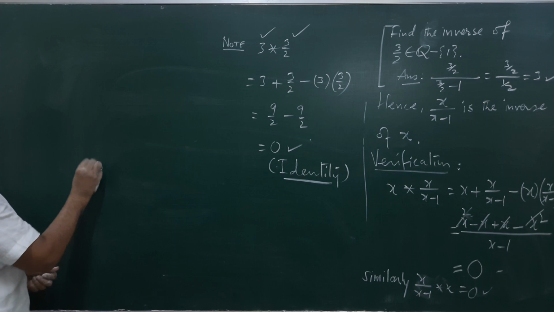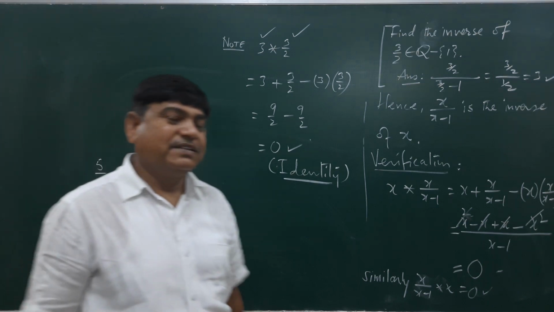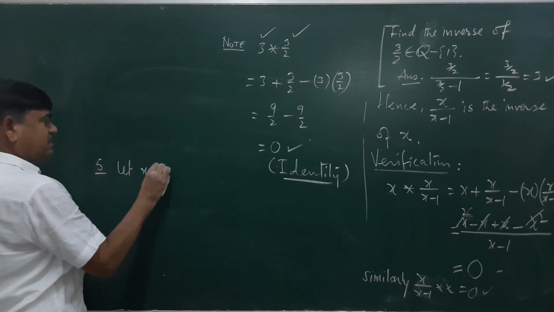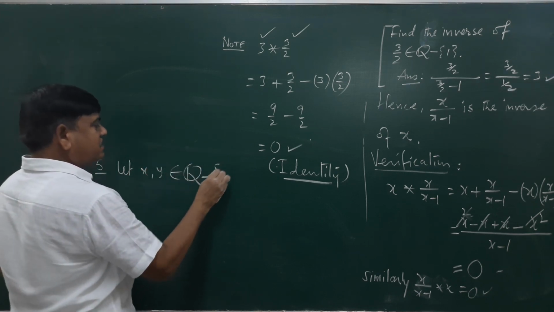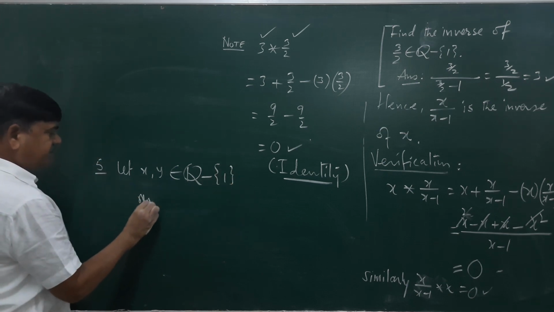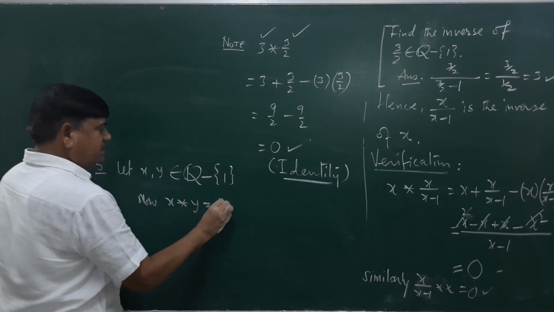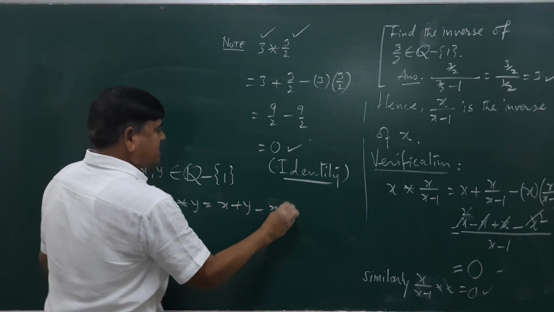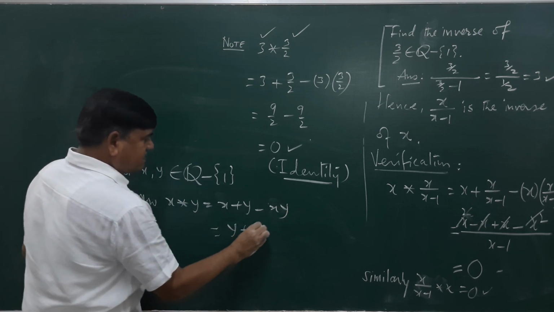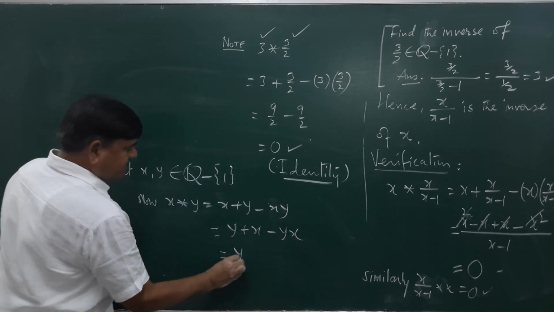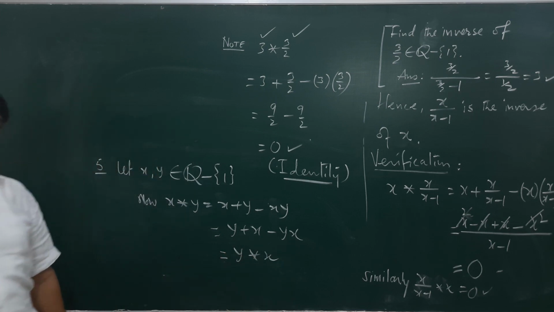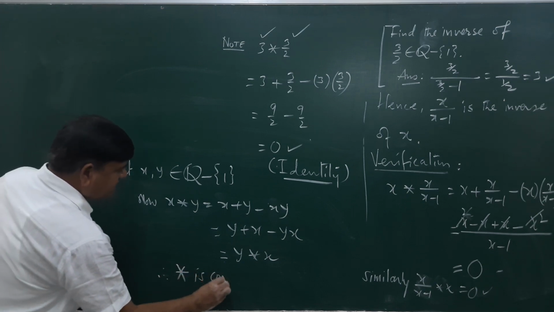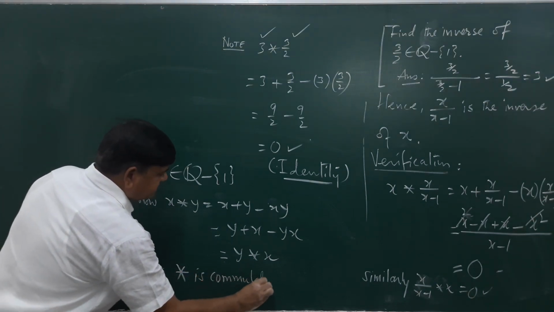Now the fifth one, the last. Commutative property. Okay, so let x, y belong to the set. x plus y, this I can write, and this is nothing but this. Therefore, this is commutative.